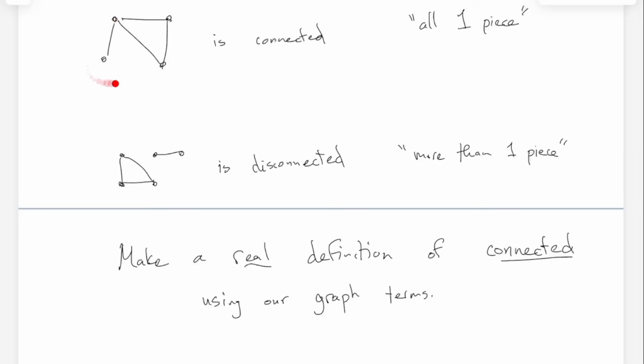So that is true here. If you say start here and want to go here, you can do that. You can actually get there from here. That is not true here though, because for instance, if you wanted to start here and get over here, you cannot get there from here by a path. This is the idea of connected.